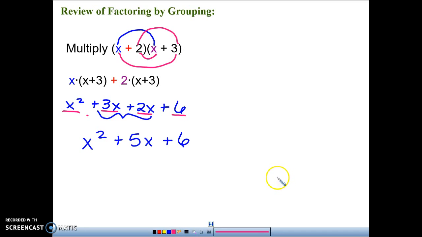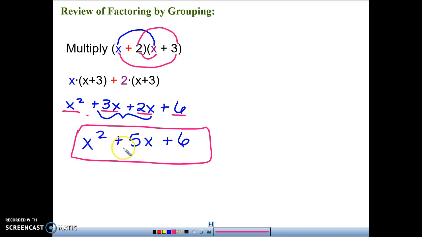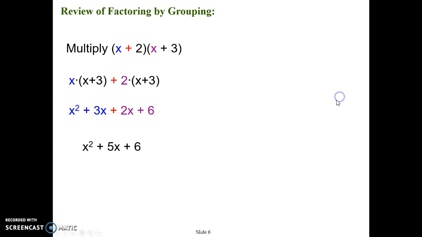Okay, so that was a good review of multiplying two binomials together to get this as an answer. Now I'm going to take my product, and I'm going to show you two different ways to get back to the two original factors. So you can pause the video here if you need to and jot down some notes. Let's take this product and let's factor it. And I'm going to factor by grouping.